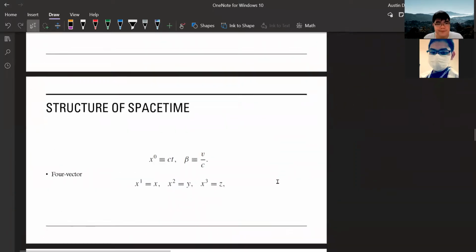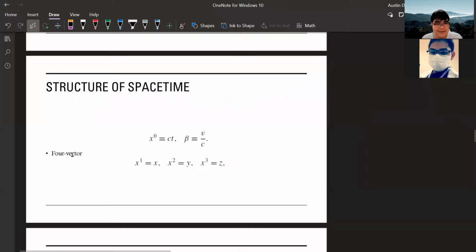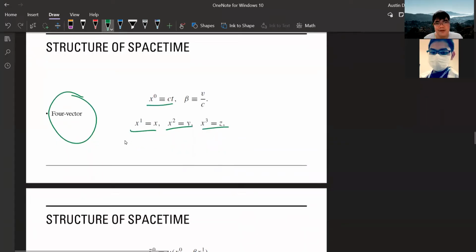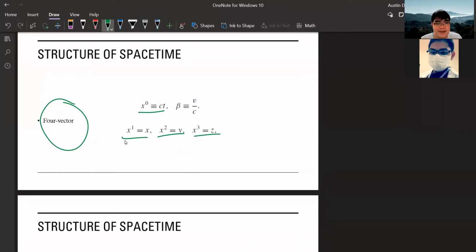And ito yung magandang part ng lesson natin ngayon: i-introduce ko kasi sa inyo yung 4 vector. The 4 vector. Okay, so meron kang 4 vector, x0, x1, x2, x3. So ngayon, isusulat natin si x0, the first of the 4 vector, to be ct.